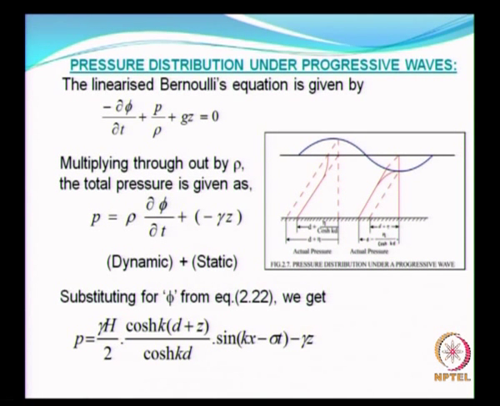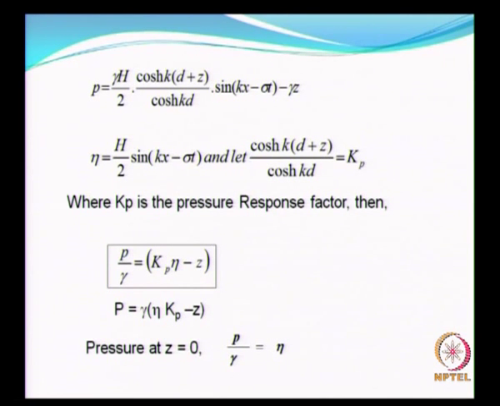For this purpose, we again look at the expression for pressure, which is rewritten here in this slide, and we know that eta is H by 2 into sine of kx minus sigma t, and this hyperbolic function is defined as the pressure response factor, and it is represented as, say, K suffix p. So hence the definition of the pressure head is given by this equation: P by gamma equals Kp into eta minus z, or for pressure alone you just multiply by gamma, and this will be the pressure intensity.